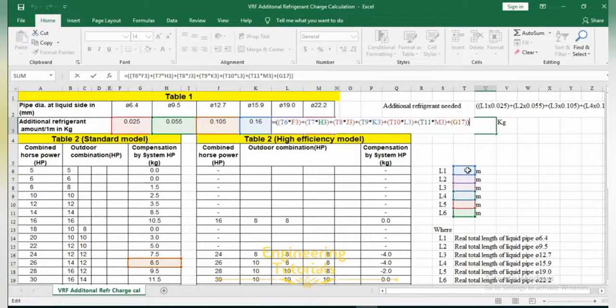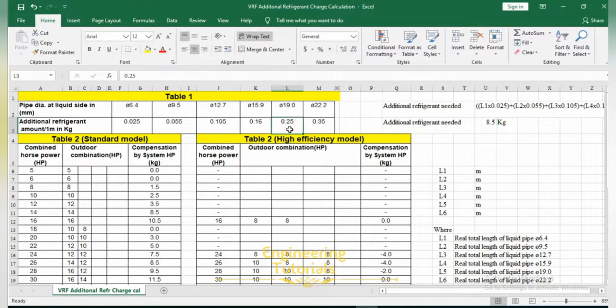So L1, which we will provide over here, into 0.025 kg of the additional refrigerant needed per meter. In the same way, L1, L2, L3, L4 and L5. For L5, how much refrigerant do we need over here? That is 0.25 kg per meter due to dia 19 mm.